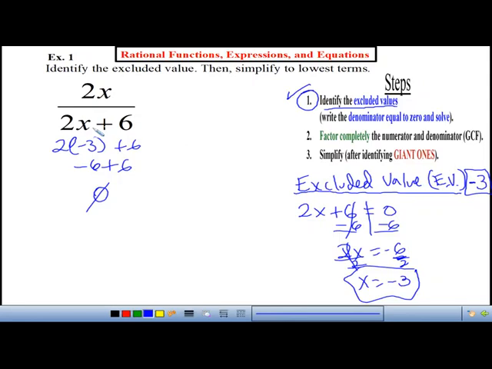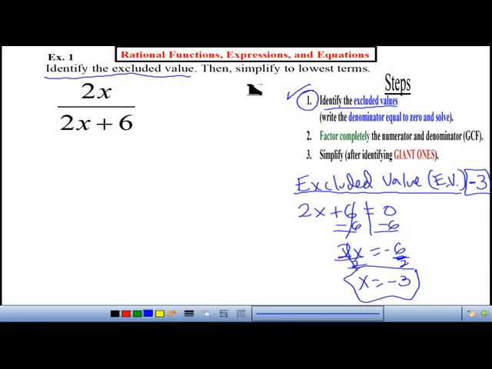Does that make sense? So on the domain, when I would ask you to graph it, which is the only value that you're not going to use on the x values or the domain? -3, because the graph will not graph at that point. Okay? So you don't have to copy this. I'm just going to erase that. I just did that to explain the why we don't use that value. Okay. So the first part is done. We identified the excluded value.